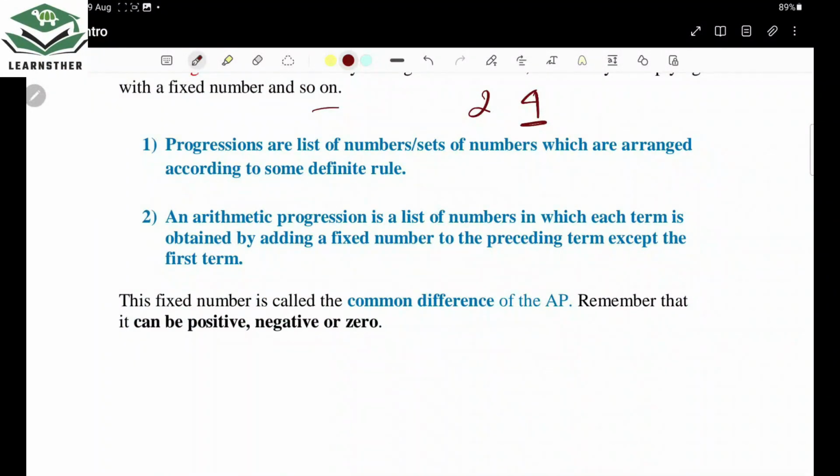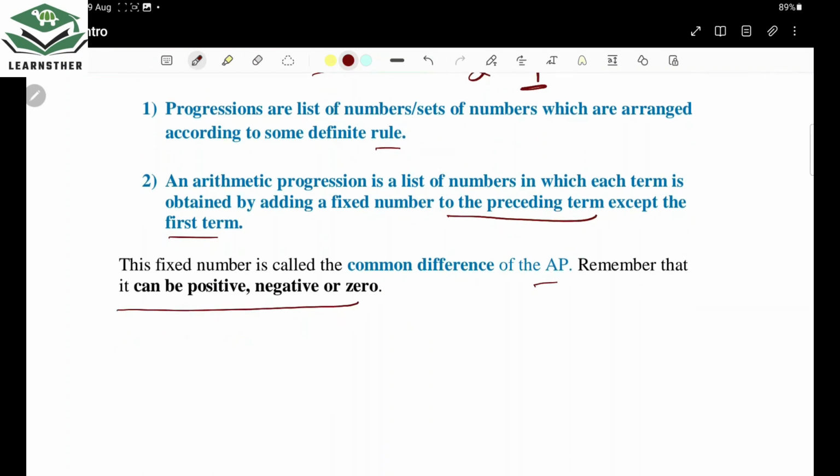So what is progression? Progression is a list of numbers or set of numbers which are arranged according to some definite rule. We have seen in the examples above, some are added by a fixed number, some are multiplied by a fixed number. So what is arithmetic progression? Arithmetic progression is a list of numbers in which each term is obtained by adding a fixed number to the preceding term except the first term. Okay. So the fixed number is called the common difference of the AP. Remember that it can be positive, negative or 0.